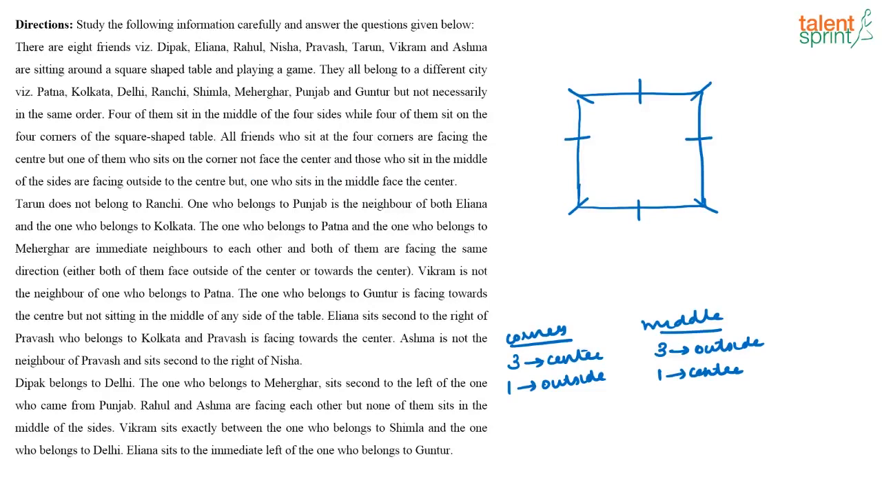So what does that mean? All the remaining ones are facing the center. So this is what they are saying. When it comes to corners, 3 people are facing center, 1 person is facing outside. When it comes to the middle seats, 3 persons are facing outside, 1 person is facing the center.